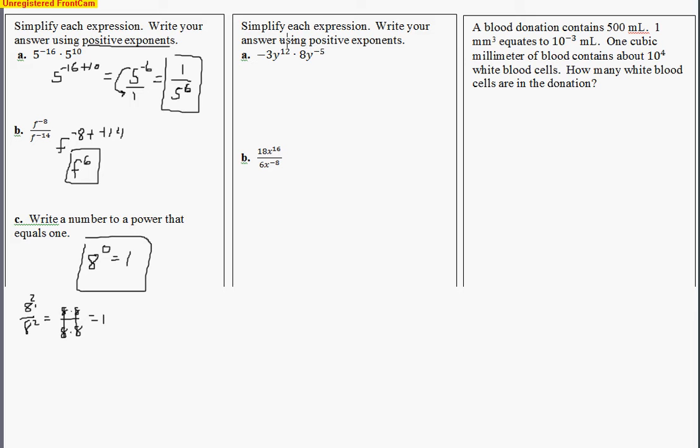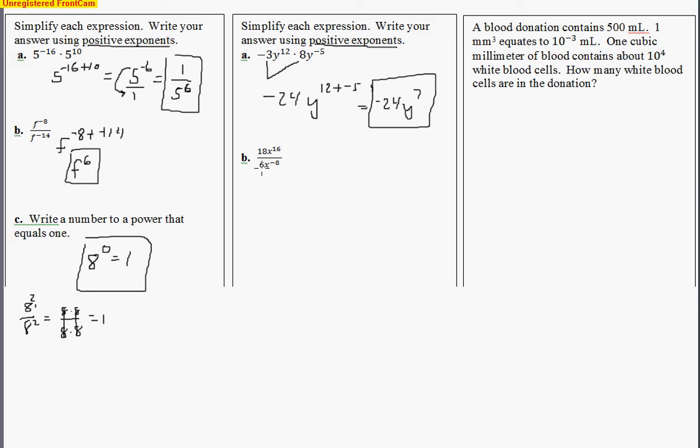You're supposed to simplify the expression, writing your answer using positive exponents again. Here I'm going to take the two numbers and multiply them together, and I end up getting negative 24, and then I count up my y's. So I have 12 plus negative 5. So negative 24y to the 7th power is the answer.